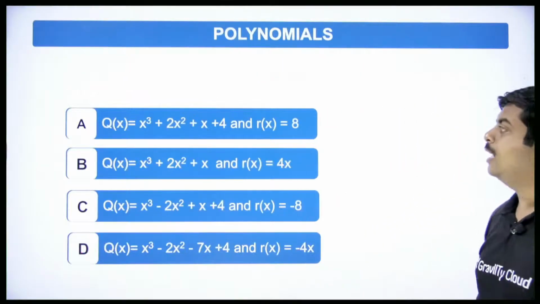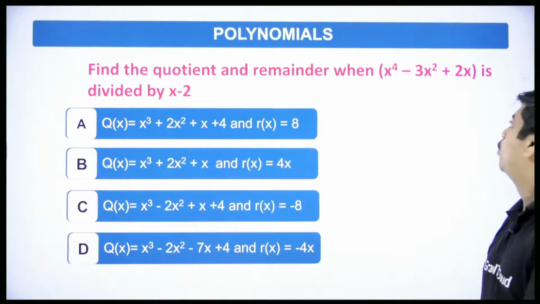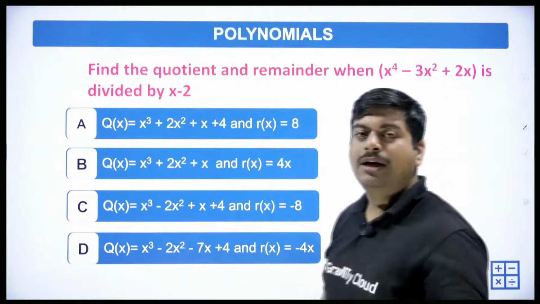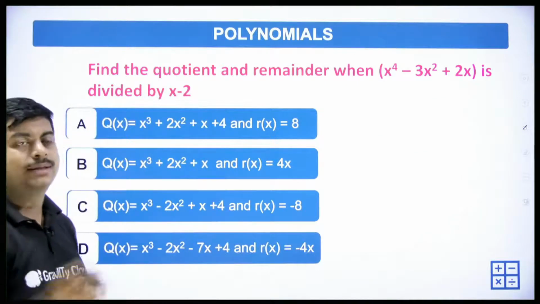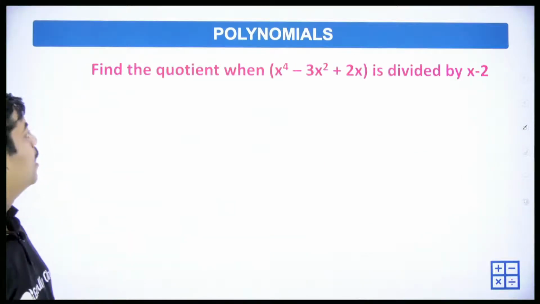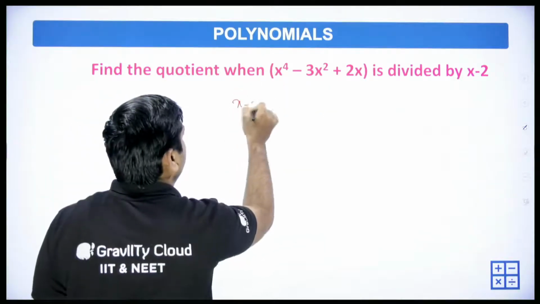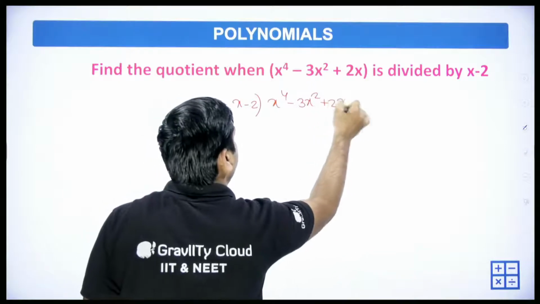Okay. Next one. Find the quotient and remainder when x power 4 minus 3x square plus 2x is divided by x minus 2. We already discussed many times how to divide numbers, how to divide polynomials. Let's try to understand once again. So with x minus 2, if you divide, it becomes x power 4 minus 3x square plus 2x.